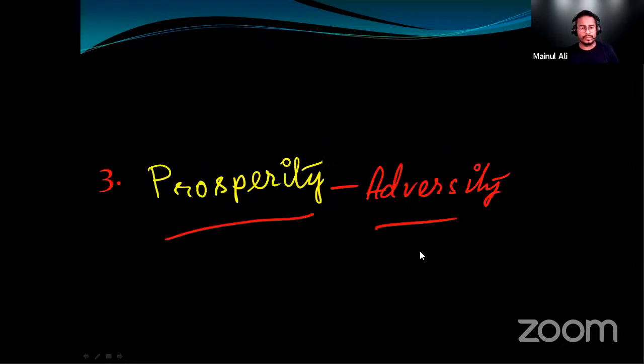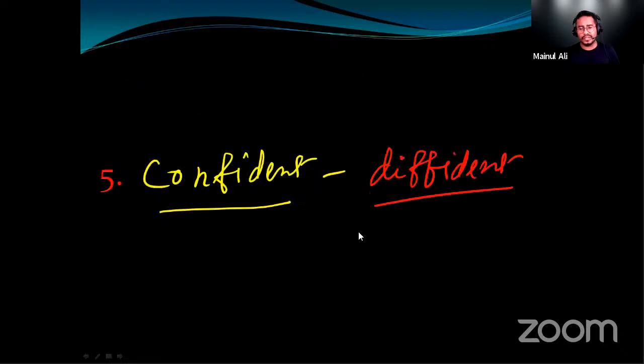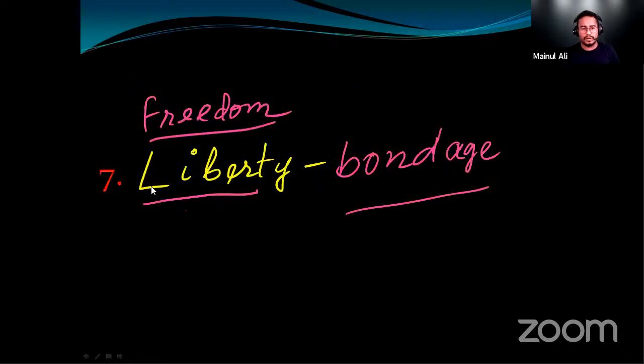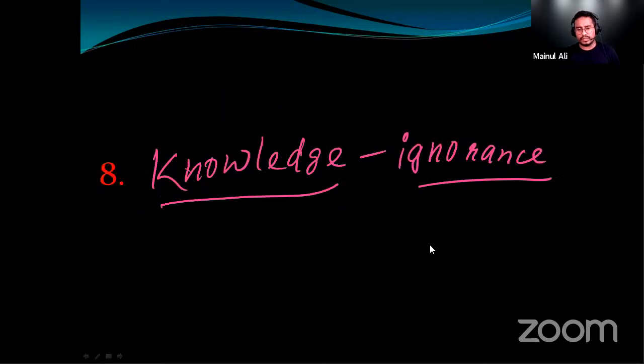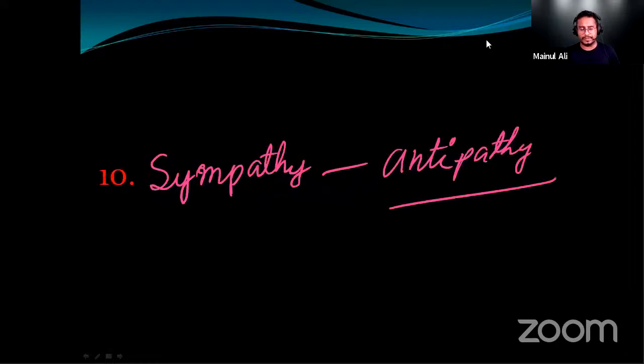Complete, incomplete, we learned. Prosperity, adversity, we learned. War and peace: the opposite of war is peace. Confident, diffident. Alive, dead. Liberty, synonym freedom, and the opposite is bondage. Knowledge, opposite is ignorance. Sharp, opposite is blunt. Sympathy, opposite is antipathy.